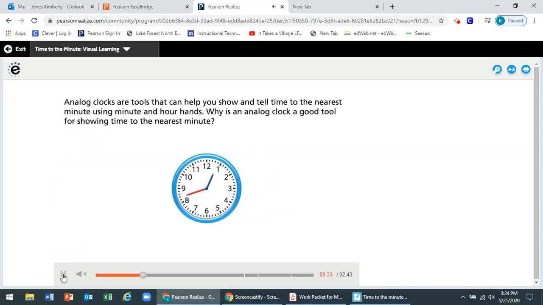Analog clocks are tools that can help you show and tell time to the nearest minute using minute and hour hands. Why is an analog clock a good tool for showing time to the nearest minute? When thinking about that question, remember what you know about the hour hand and minute hand. The hour hand is shorter than the minute hand. Just like if you were to write the word hour and write the word minute, hour would be shorter than minute. In this example, you can see the minute hand almost touches each of the numbers.